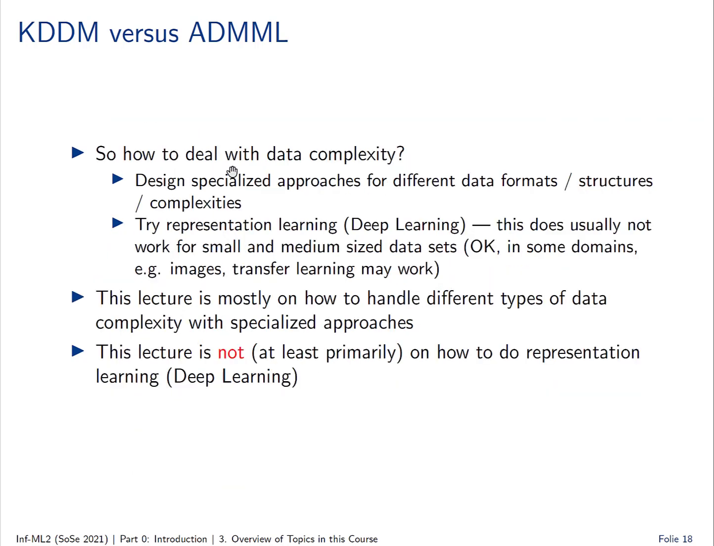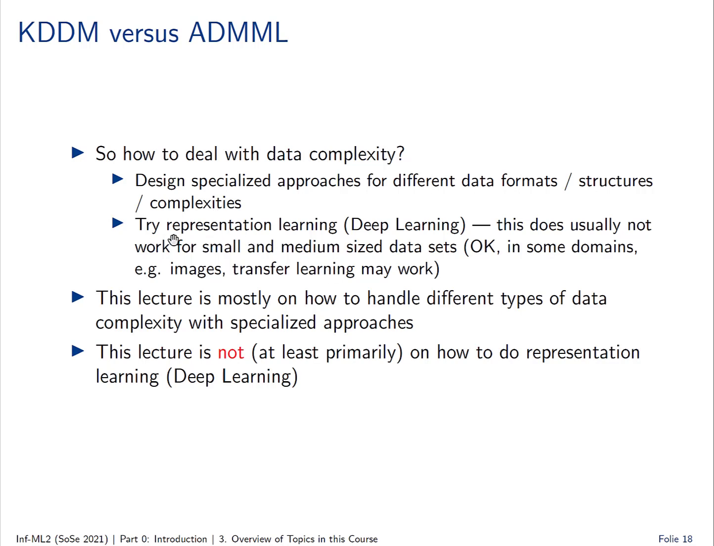So how do we deal with data complexity if you cannot convert these complex data into feature vector representations, or you cannot learn that from deep learning approaches, from neural networks? Well, you can of course design specialized approaches for different data formats, different data structures, different data complexities. That of course doesn't have the beauty of a canonical representation, because then you have very specialized approaches and very specialized solutions, but that's how it is. Sometimes specialized object complexities require specialized solutions, so to say.